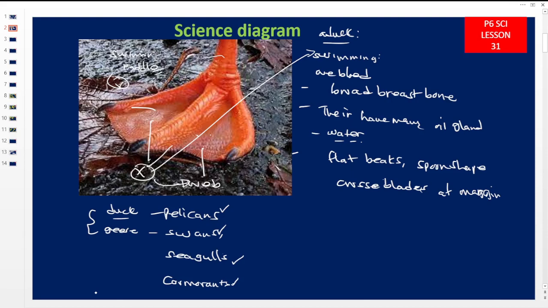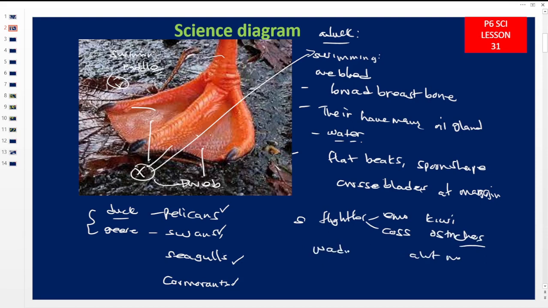Then apart from swimming birds, we have other classes of birds like the scratching birds, and the flightless birds, the birds which can't fly, like the emu, the cassowary, the kiwi, the ostrich. These birds are very heavy and they have a lot of bony marrows which prevents them from flying. So we have the wading birds.